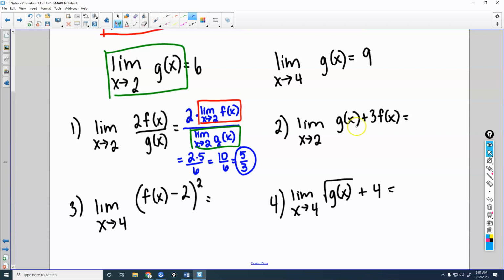If we have something like the limit as x approaches 2 of g of x plus 3 f of x, I know the limit as x approaches 2 of g of x is 6. 3 is just a coefficient, and for f of x, that limit as x approaches 2 was 5. So make sure you multiply first. So you've got 6 plus 15, which is going to give you 21 for that one.